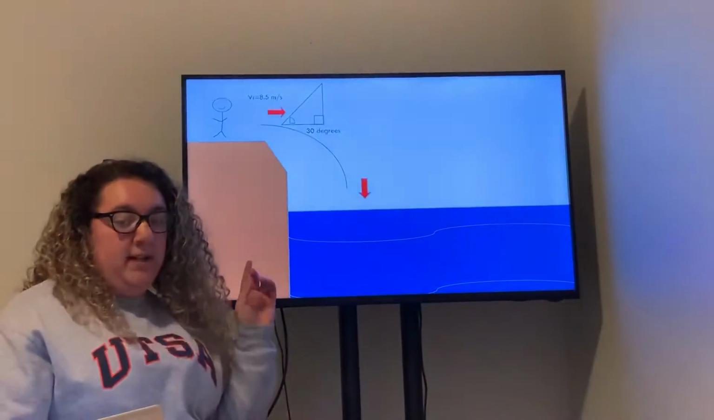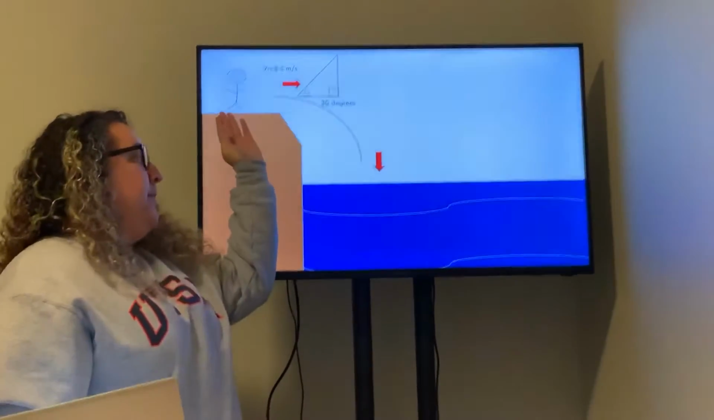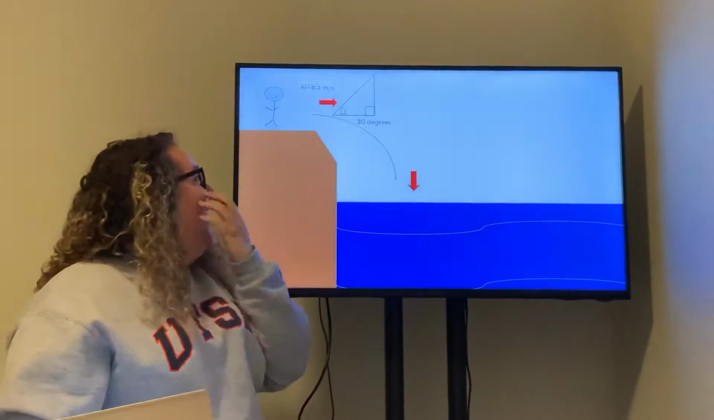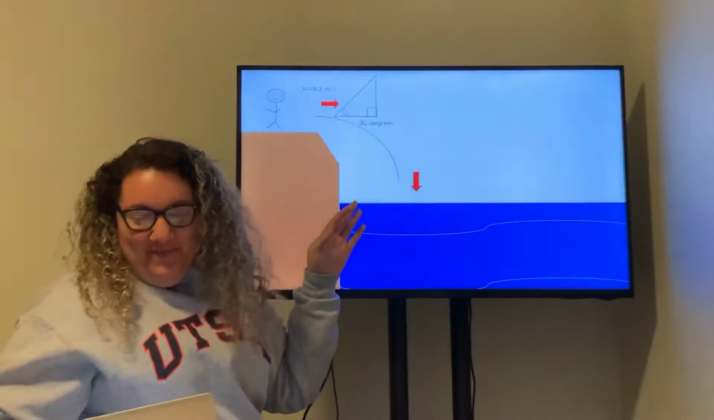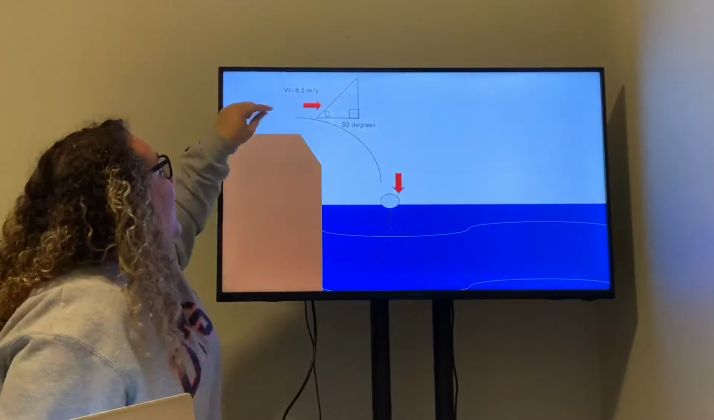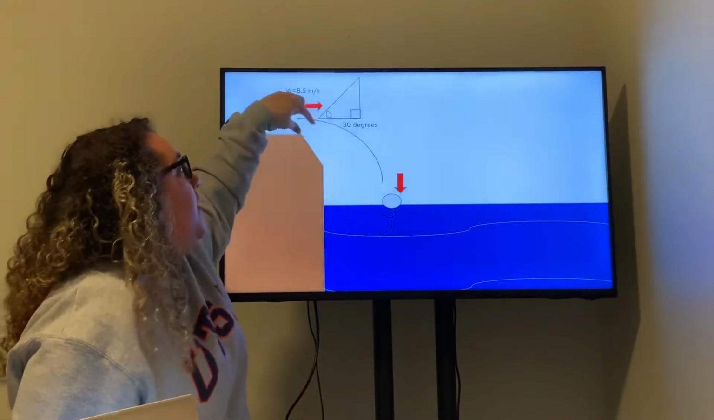So we're going to do an example. Here is a man jumping off a cliff into the water. Here he goes, jumping off the cliff, into the water. And we have our triangle.